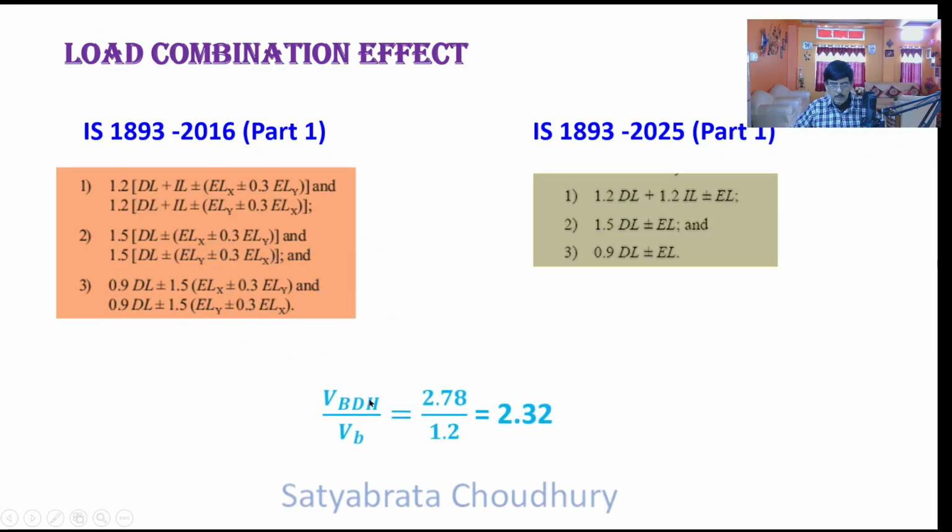So this Vb Dh by Vb now will be 2.78 by 1.2 in this case, which is 2.32, or it will come as Vb Dh by Vb equal to 2.78 by 1.5 in this combination, which is 1.85. So your ratio of the design force in the new code and the previous code comes roughly as about 2.32 is near 2 and 1.85 also near to 2. So almost twofold increase in the design force is visible in the new code with respect to the previous code.